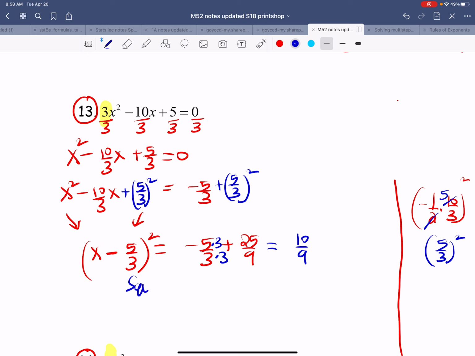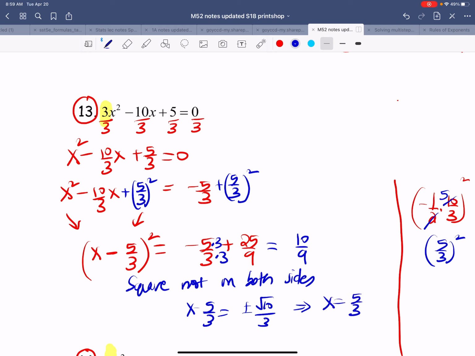Go ahead and take the square root on both sides. When I do the square root on both sides, we have x minus 5/3 equals plus or minus the square root of 10 over 3. One last step is to move the 5/3 to the other side. So x equals 5 plus or minus the square root of 10, divided by 3. We can write it as a single fraction because the denominators are the same: 5 plus or minus root 10 over 3.